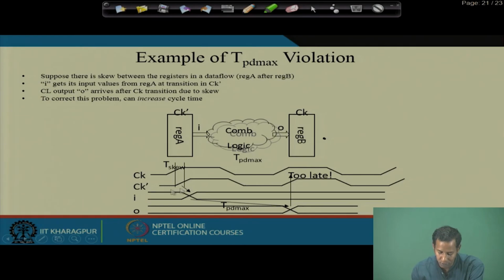At the next edge only, this updated I value will be captured and delivered to the next clock cycle. So, though this value should have been the output here, it is not holding that value; it is missing the state and appearing at the next clock cycle edge. That is the problem, which can increase the cycle time.